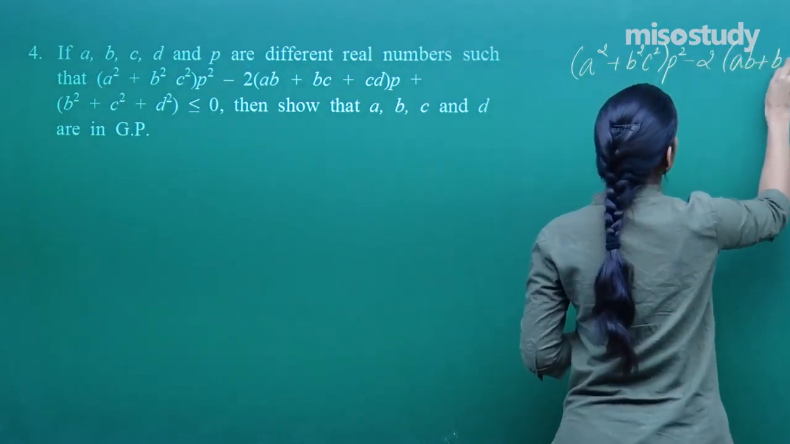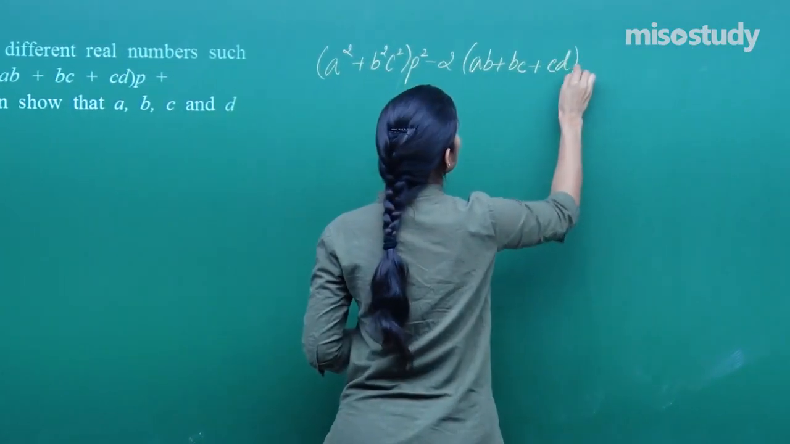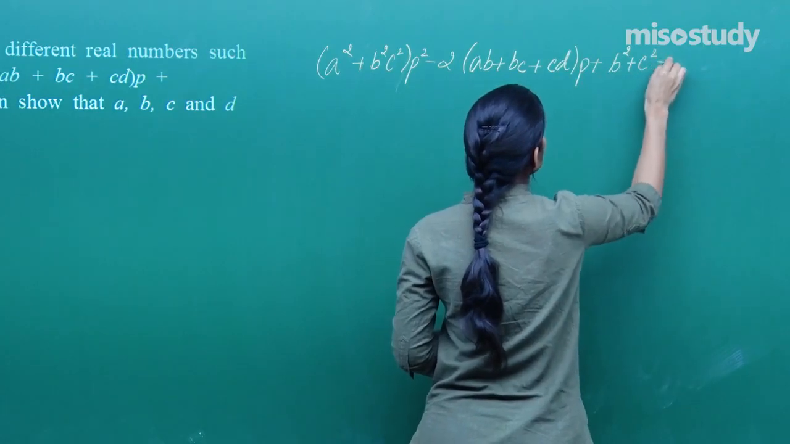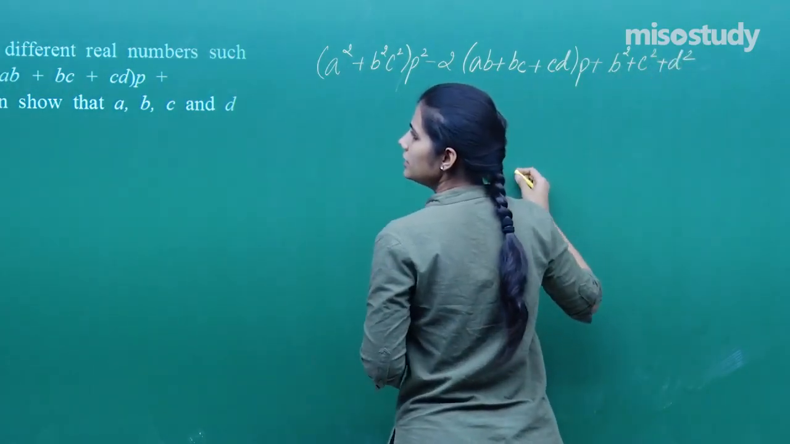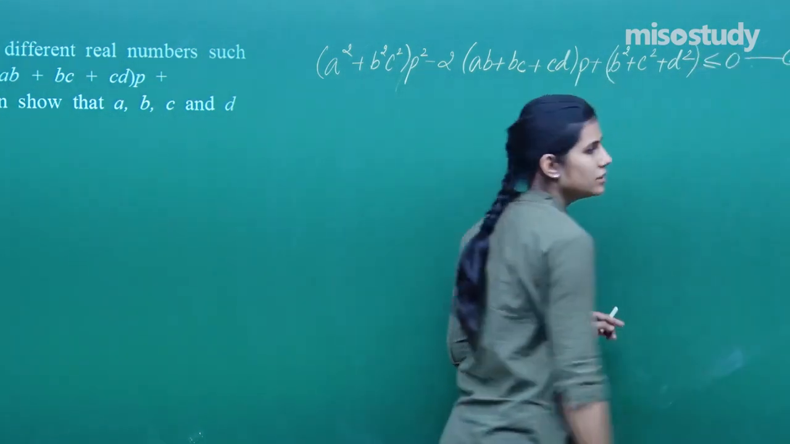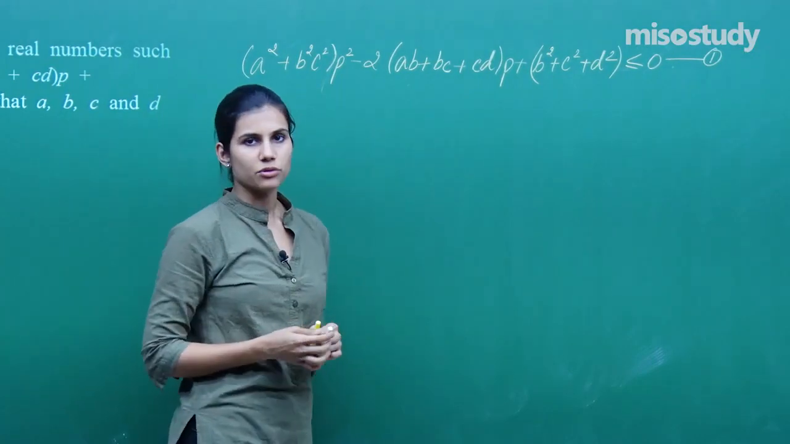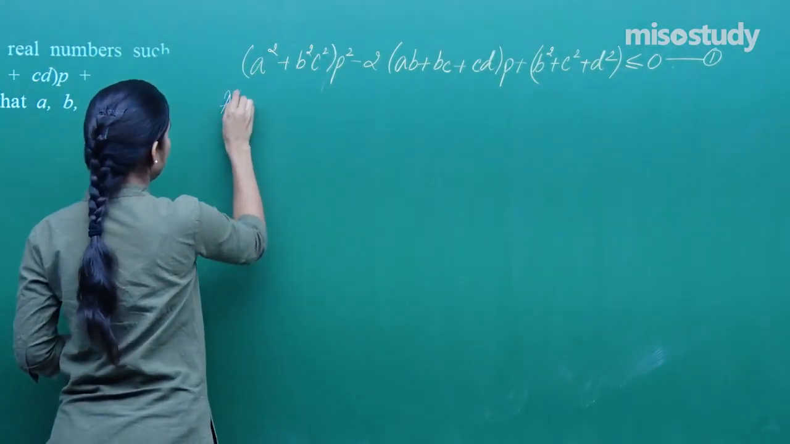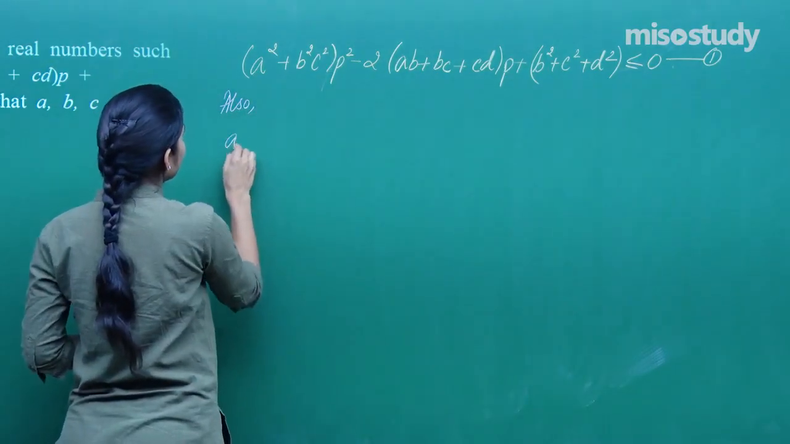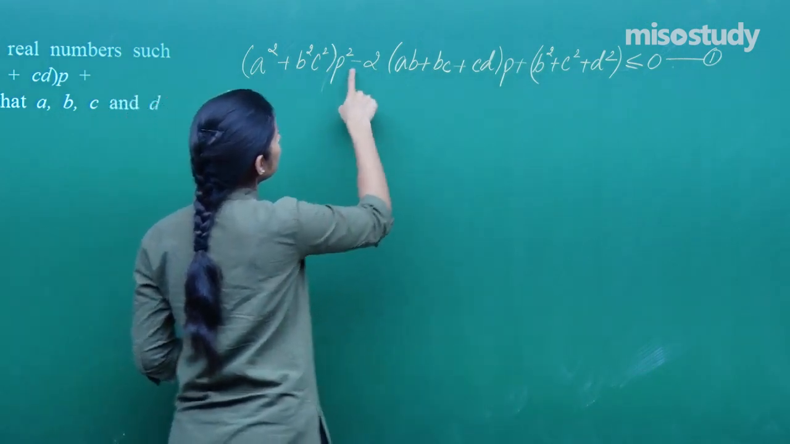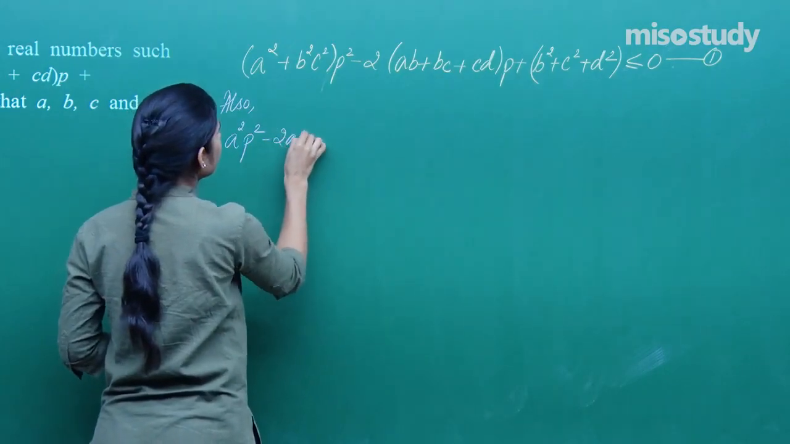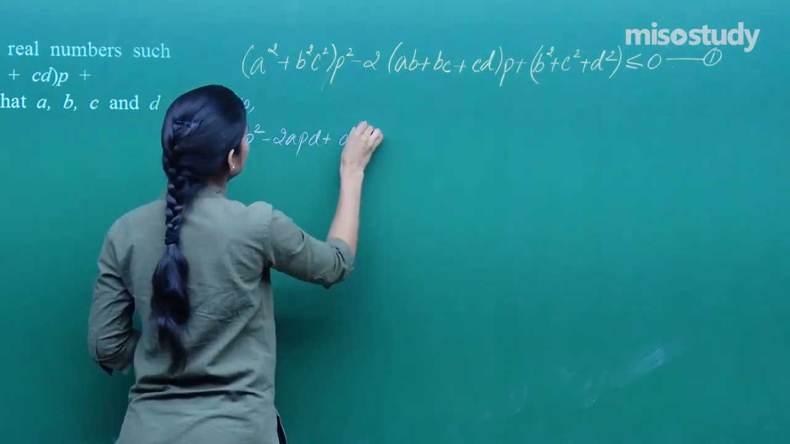Right now we have A square plus B square plus C square into P square minus twice of AB plus BC plus CD whole into P plus B square plus C square plus D square is less than or equal to 0. If this expression is less than or equal to 0, just consider the left hand side of this given expression. A square P square, I am just writing it in the manipulated form.